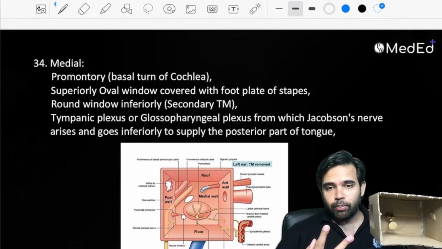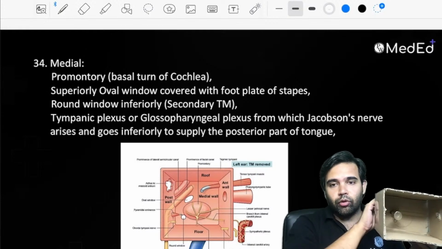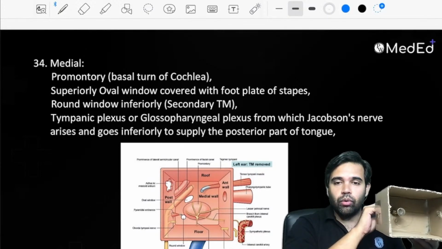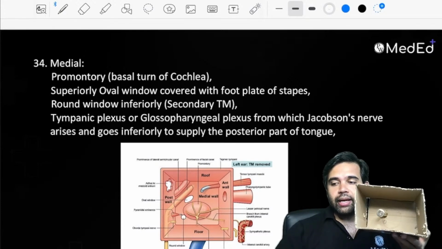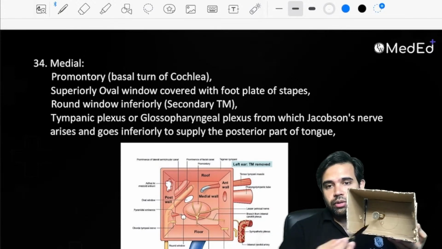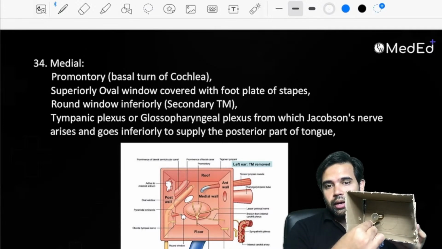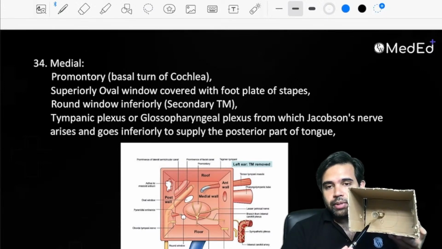And there are of course two important windows. Here I have placed this tuning fork. This is the oval window. In the oval window is the foot plate of the stapes, and below that is the round window. Okay, so you can see the round window here. The oval window is where the foot plate sits.